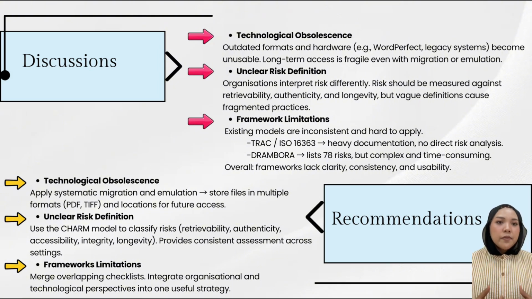So, the recommendation for technological obsolescence is to apply systematic migration and emulation. Organizations, archivists, or librarians can store files in multiple formats such as PDF or TIFF, targeting image file format and location for future access. The recommendation for unclear risk definition is that organizations can use the CHARM model to classify risks such as retrievability, authenticity, accessibility, integrity, and longevity, so it can provide a consistent assessment across settings. Last, the recommendation for framework limitation is that organizations can merge overlapping checklists or integrate organizational and technological perspectives into one useful strategy.